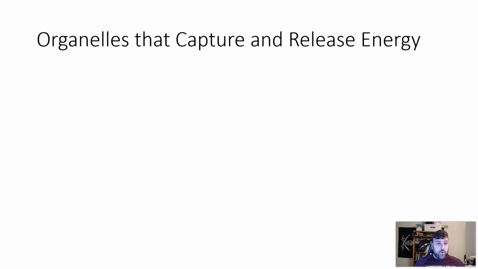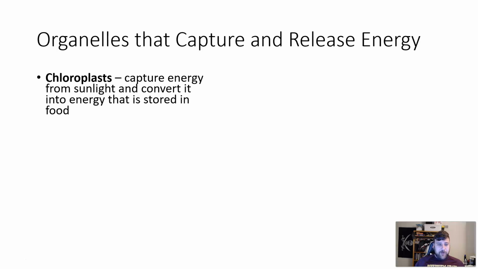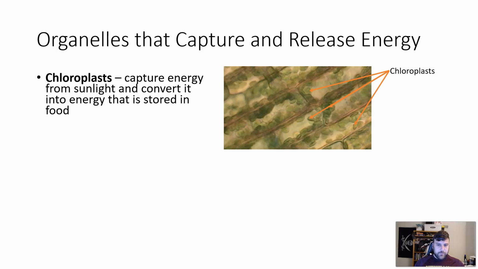Next is the organelles that capture and release energy. I'm going to be very brief with this, just long enough to talk about them, because we are going to go into these two organelles in much greater detail in a later unit. The first is only found in plant cells. This is a chloroplast. The job of a chloroplast is to capture energy from sunlight and to store it or convert it into energy within food. So taking that sunlight energy and turning it into something that the cell will use. And this is the process that is called photosynthesis.